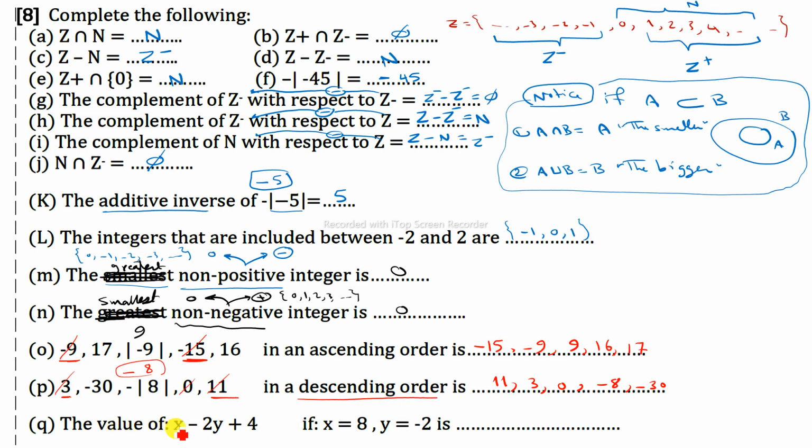Letter Q: find the value of x minus 2y plus 4 if x is equal to 8 and y is equal to negative 2. So 8 minus 2 times y, which is negative 2, and then plus 4. Here we have minus, times, and plus, so we calculate the times first. We bring down 8 as it is and the subtraction as it is.